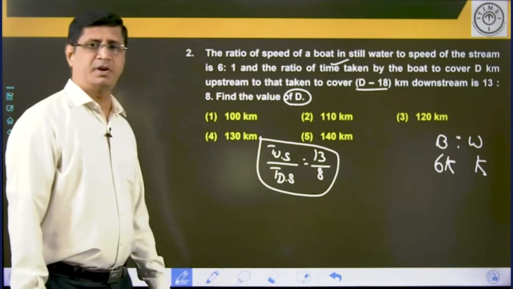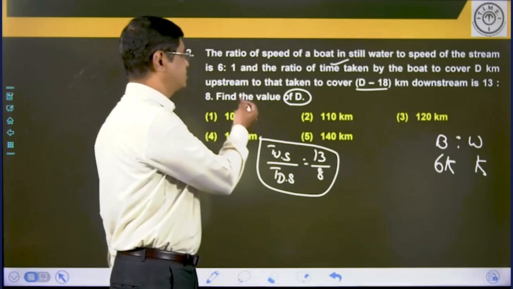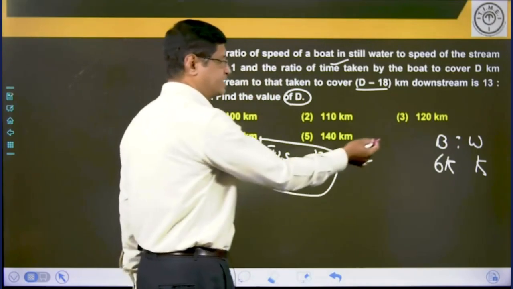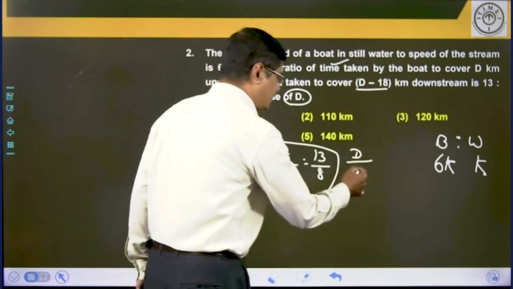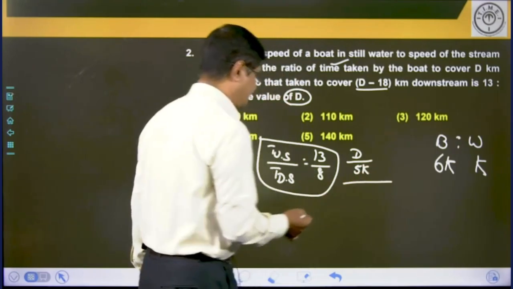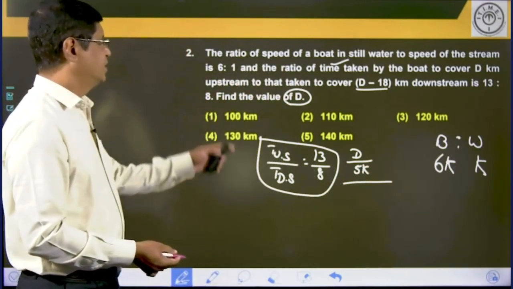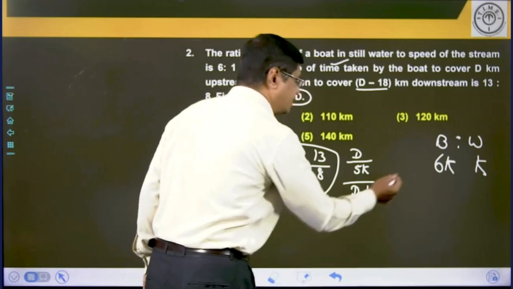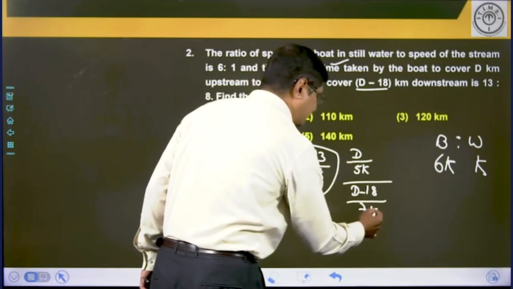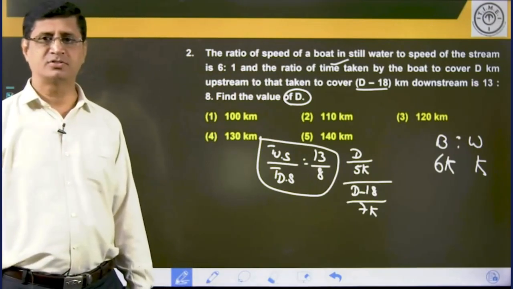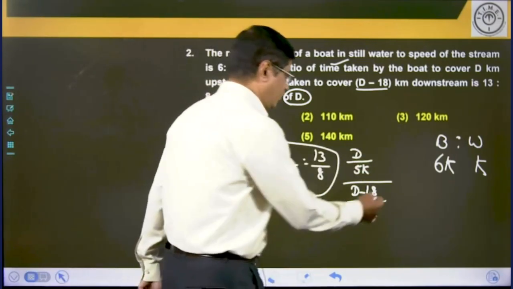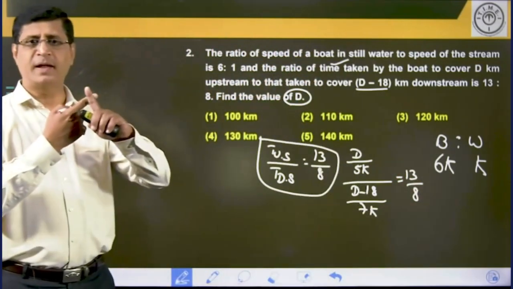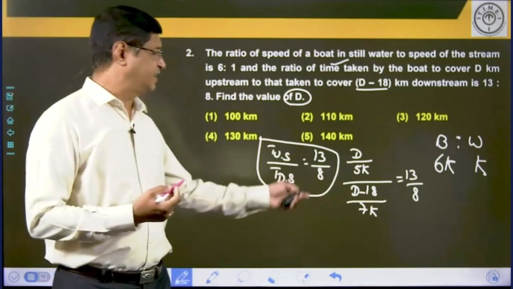Time means distance by speed. Upstream distance is d kilometers. What about the speed in upstream? 6K minus K, that is 5K. And what about the downstream distance? Downstream distance is d minus 18. What about the speed? Sum of B and W, that is 6K plus K, which is equal to 13/8. Now cross multiply. By doing cross multiplication, we can find the value of d.